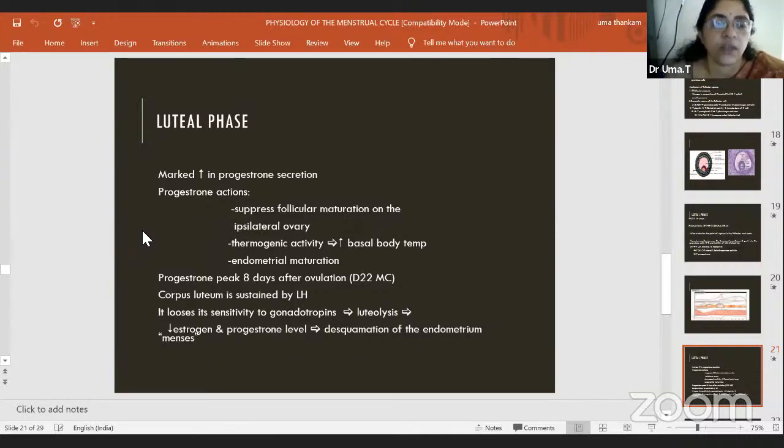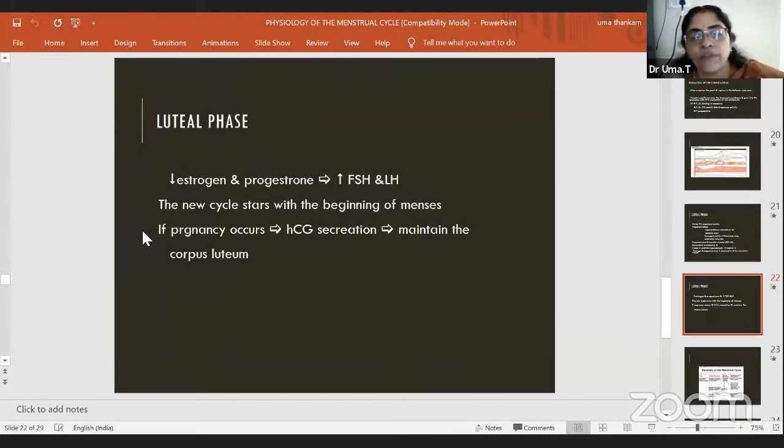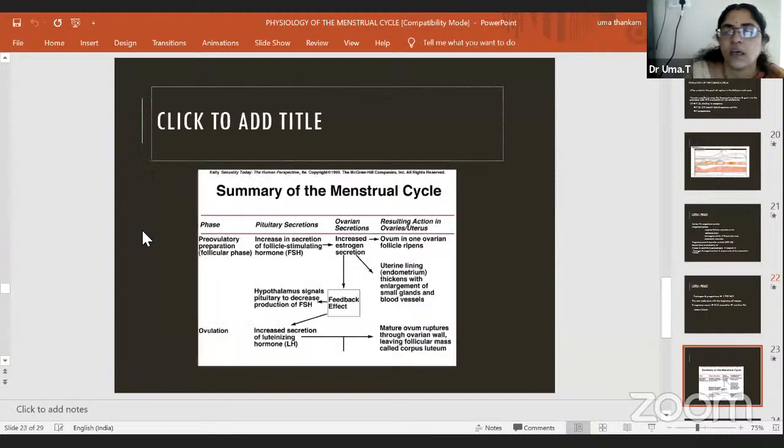So endometrial maturation: progesterone peaks 8 days after ovulation, that is day 22 of the menstrual cycle. The corpus luteum is sustained by the luteinizing hormone, and it loses its sensitivity to gonadotrophins because of luteolysis. Because of this, there is again a decrease in the estrogen and progesterone level, and this causes desquamation of the endometrium, or shedding of the endometrium, which is known as the menstrual bleed. Again, in the luteal phase, when there is a decrease in the estrogen and progesterone, the FSH and LH start increasing, and the new cycle starts with the beginning of menstruation. If pregnancy occurs, HCG secretion occurs, which maintains the corpus luteum. So that's a summary of the menstrual cycle.